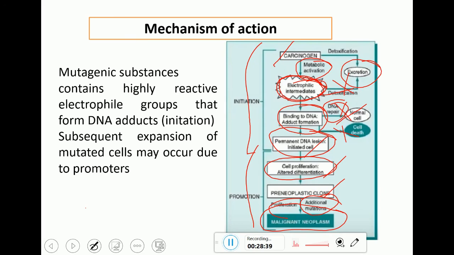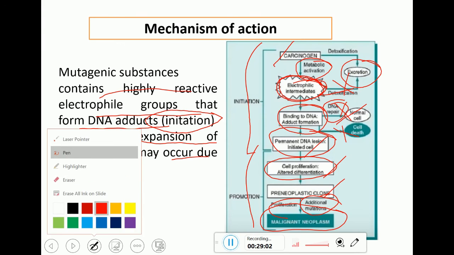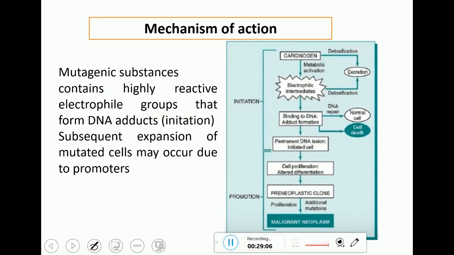So mutagenic substances contain highly reactive electrophile groups that form DNA adducts, which leads to the first process of initiation. Subsequent expansion of the mutated cells may occur due to the promoters. So this is the mechanism of development of cancer once the human body is exposed to a particular carcinogen, be it a chemical carcinogen or a radiation carcinogen.